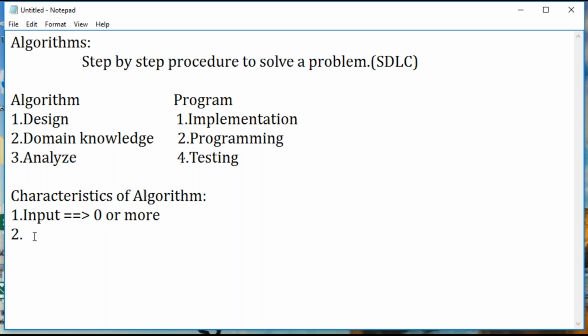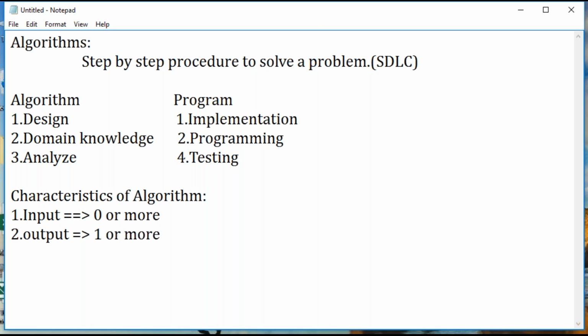And next is about your output, how your output should be. Whenever you're doing some task, it should be meaningful, right? Meaningful in the sense I'm giving some process, I'm giving some input, the data has to be processed and some output has to be returned back. So I should have minimum 1 or more outputs. Clear? So whenever you are writing an algorithm, the 2 major factors are input and output.